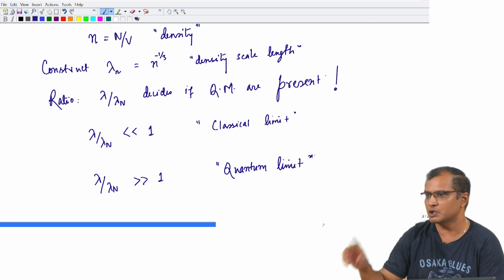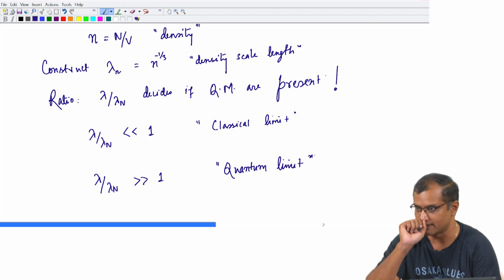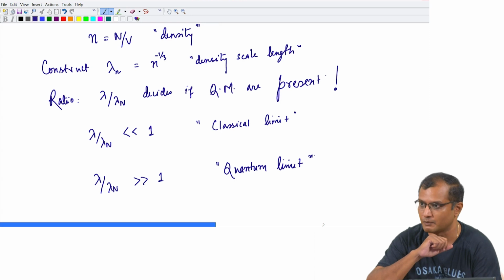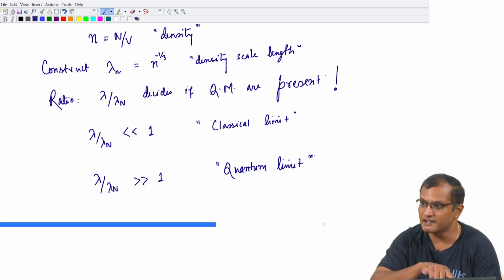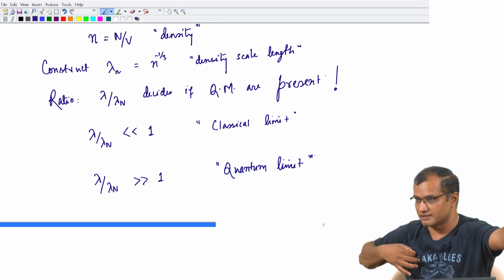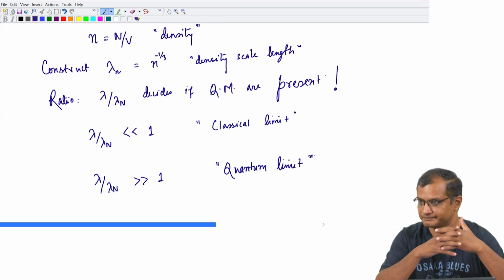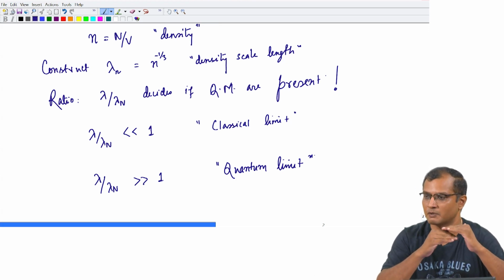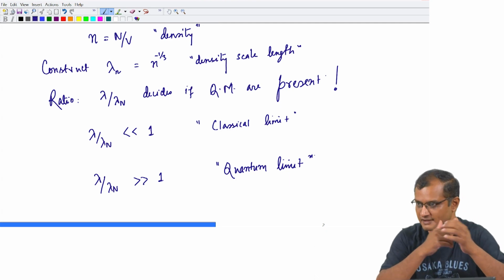You have in your hand two things, temperature and density. If you take high temperature and low density, high temperature would make your lambda, the de Broglie wavelength, smaller. So, your numerator in the first case is getting smaller, and the fact that you have taken low density will push your lambda n to larger values. Your particles are now separated farther and farther because you are at low density. So, numerator is smaller, denominator is larger. What does this ratio become? It's very small. So, that is your classical limit.